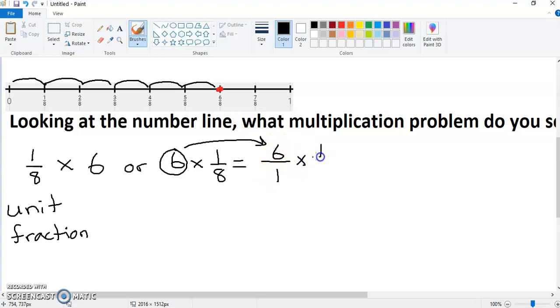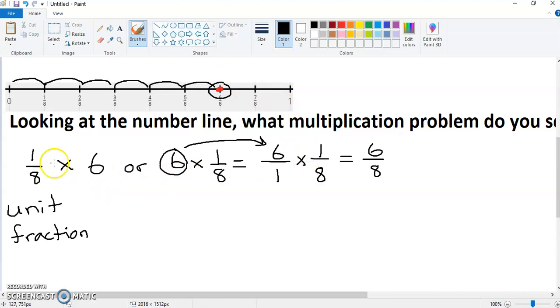Then you just multiply it times your unit fraction, and you multiply the numbers on top, 6 times 1, the numbers on the bottom, 1 times 8, and there you go. We have 6/8, which is exactly where we wanted to end up.